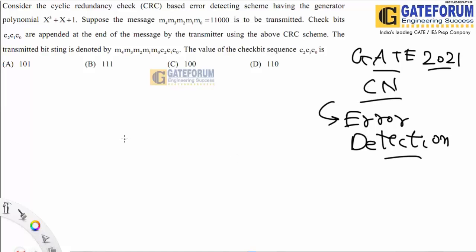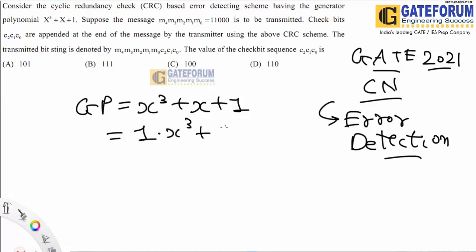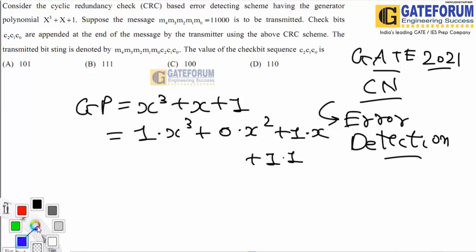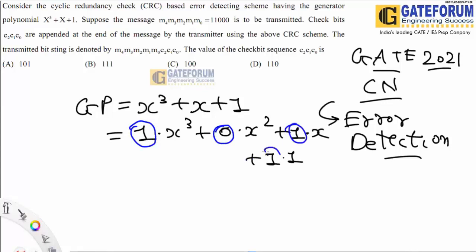Now here, the question is basically asked related with the generator polynomial x cube plus x plus 1. So here they had given the generator polynomial GP, which is x cube plus x plus 1. If you are not aware, how can we calculate this generator polynomial? We can also write this as 1 into x cube plus 0 into x square plus 1 into x plus 1. From all the parts, we only take the coefficients. So 1, 0, 1, and 1. If we take all the coefficients, we get the value as 1, 0, 1, 1.